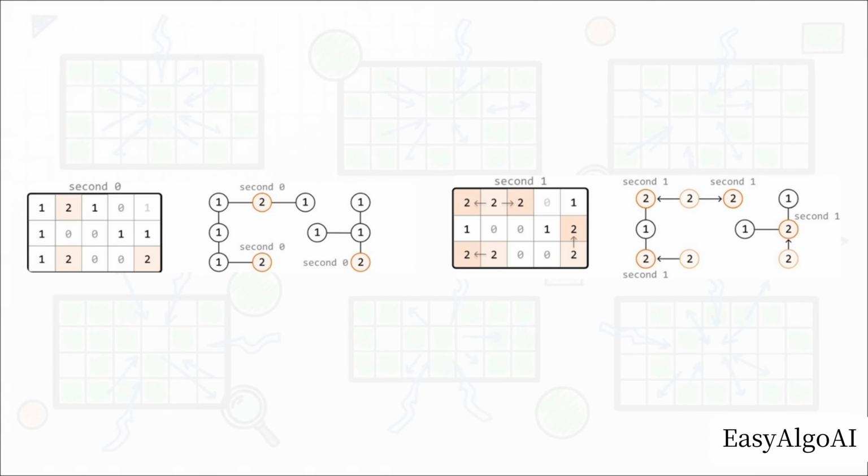You can really see the power of this multi-source approach right here. Over on the left at second 0, we've got 3 separate ground 0 nodes scattered across our graph. Then, on the right at second 1, all 3 of those nodes expand outward simultaneously. We're tracking a multi-front spread in perfect synchrony, and it's all managed incredibly cleanly by our single queue.